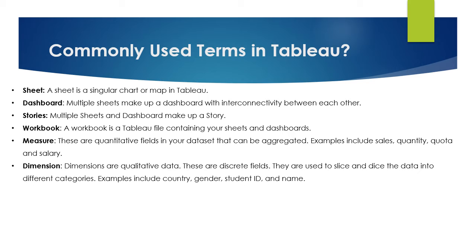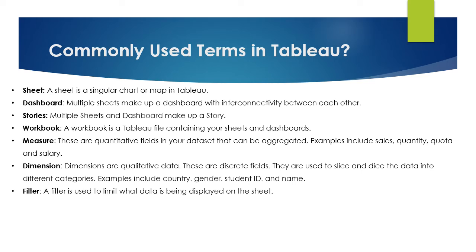Dimensions are qualitative data. So basically these are discrete fields. They are used to slice and dice the data into different categories. Examples include country, gender, student ID, your name. All of these are string fields or qualitative data which cannot be added up. They can be counted, but they cannot be added up like we can with numbers.